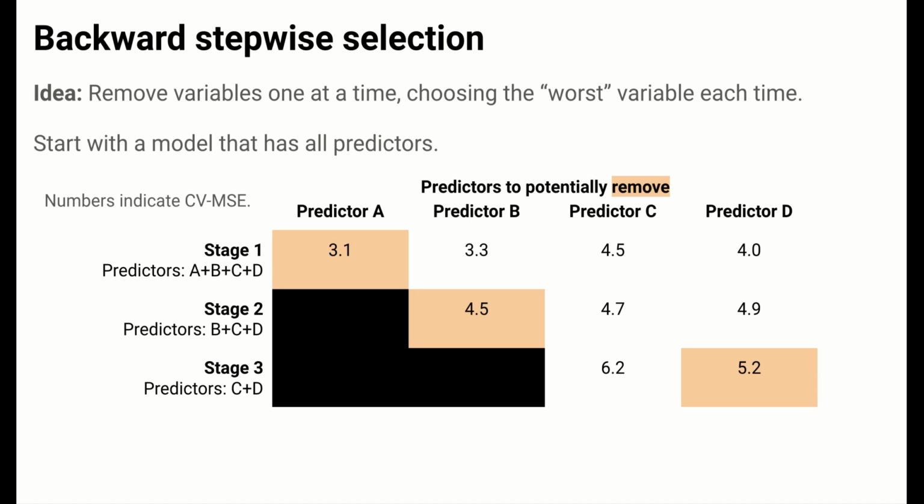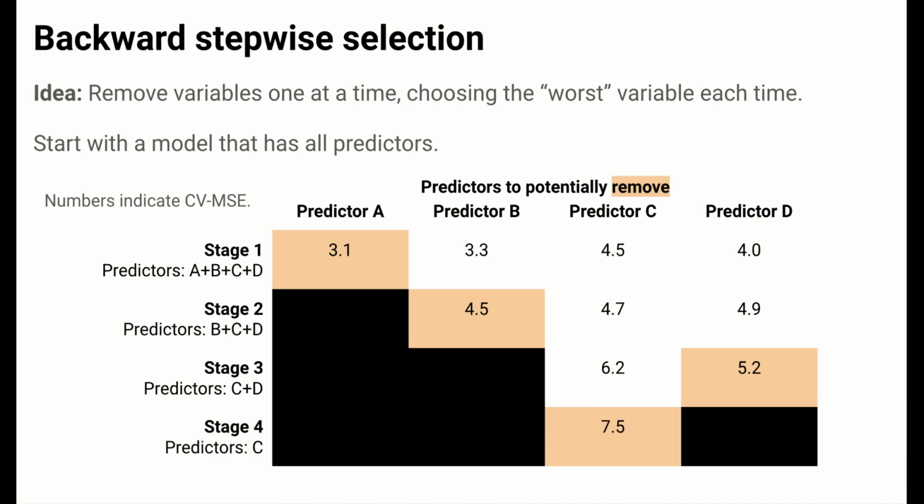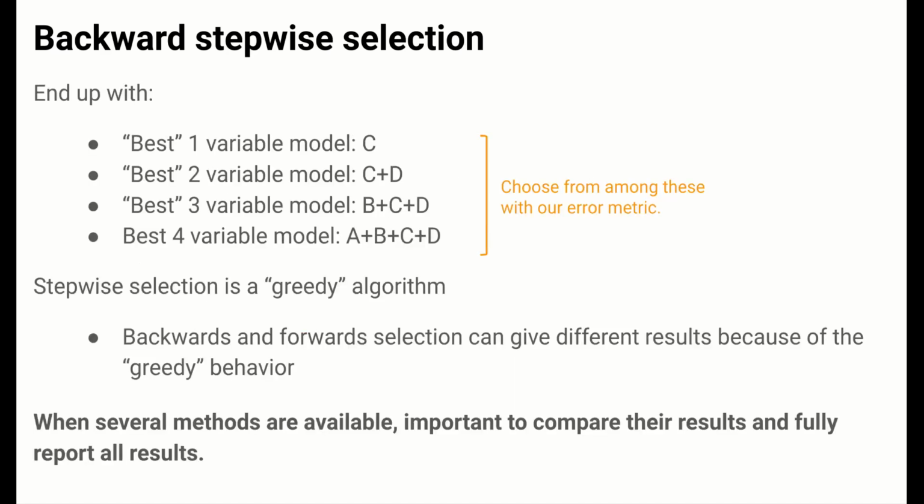So in stage 3, we remove B and start with a C plus D model. We consider removing one of them. This time, removing D does the least harm. And in the last stage, we remove D, and we're left with a single one variable model with just C. As with forward stepwise selection, we end up with 4 models that we can choose from with our error metric. Note that backward and forward selection can give different results because of the greedy behavior. Not all possible models are fit, and it's possible for forward and backward selection to look at different subsets of models and thus give different results.